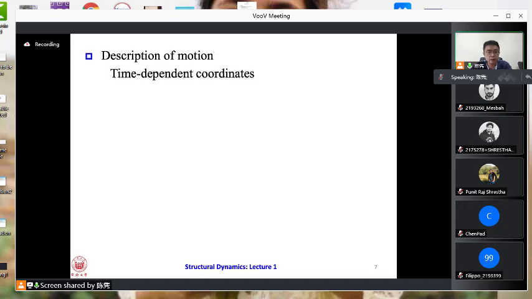So we need to discuss how we describe the motion. As we just discussed, the purpose of this course is to calculate the displacement, deflection of the structure, but we need to use some measures or coordinates to determine this. So how do we describe motion? We use time-dependent coordinates like this one, where t is time. We have n locations. We need to know their deflections. Then we need n coordinates to do this. So we have this, and this number n we call the degree of freedom.